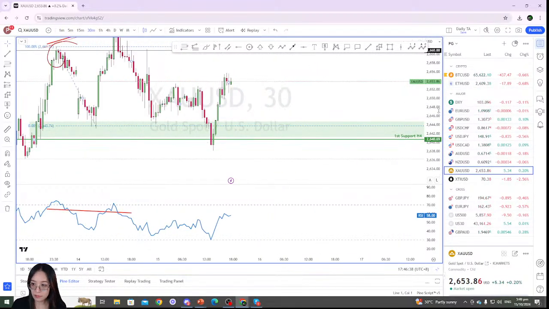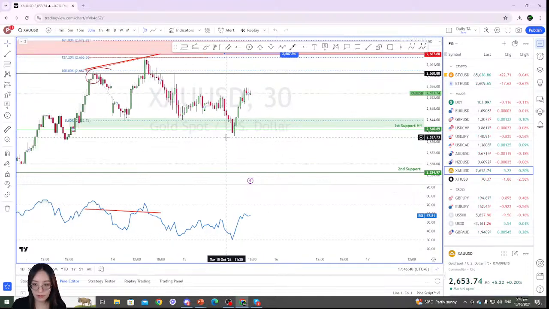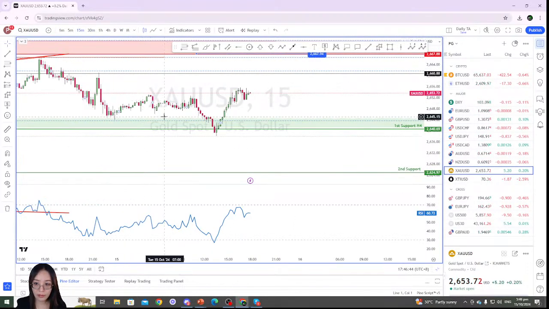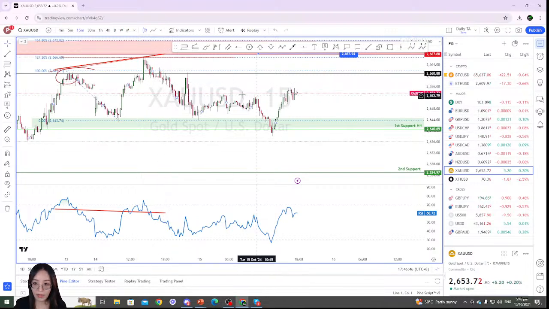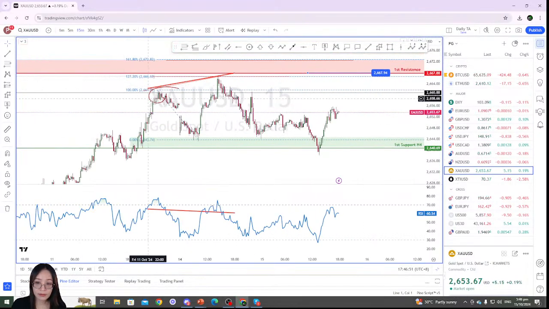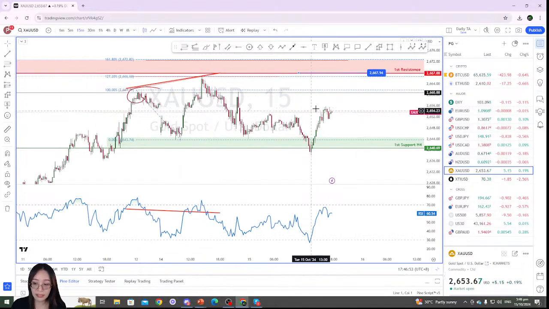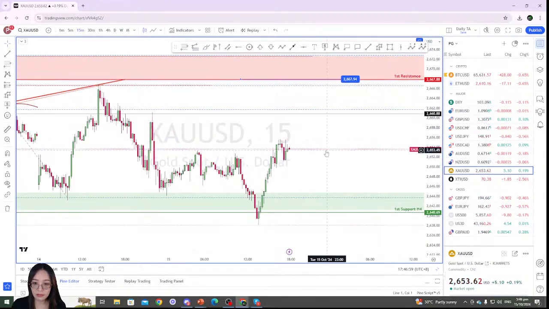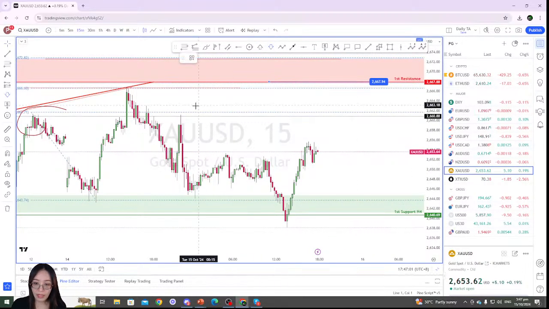What about M30? Okay, this is how M30 looks, right? And then it seems like price cannot close above the M15 resistance level. Okay, and yesterday, let's say you missed the entry for the first resistance. Let's say price was falling and you missed it, right? If you missed it, I would enter here.